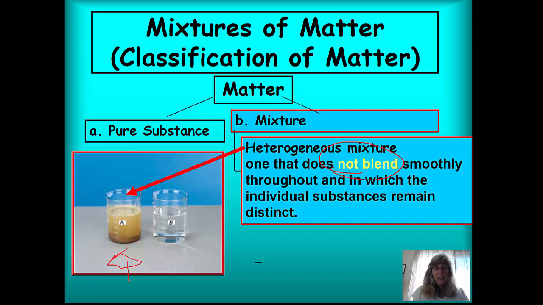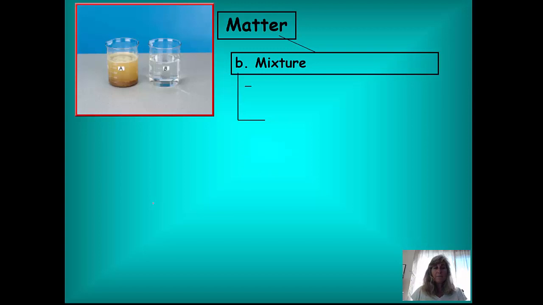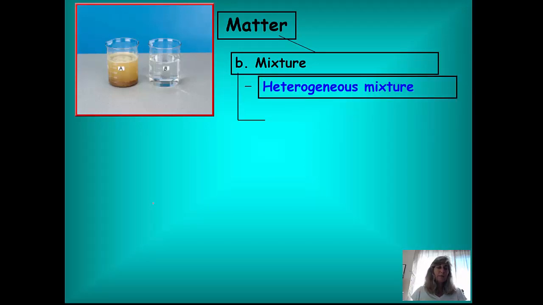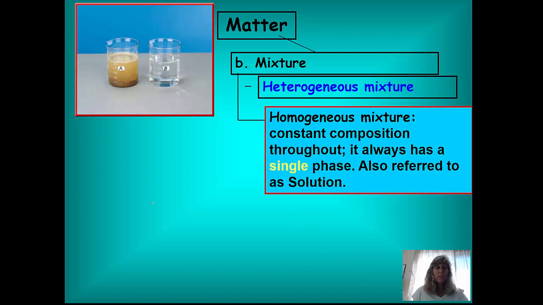Maybe an ice cream sundae, maybe all types of cereal, and definitely that soup that you saw. Okay, what about the other beaker? The other beaker, you could say, is a homogeneous mixture because it's got a constant composition throughout and it's all in a single phase. This one in particular is a solution.